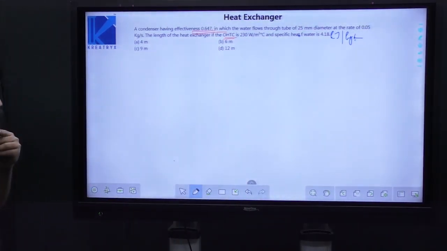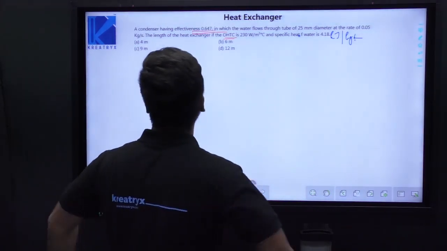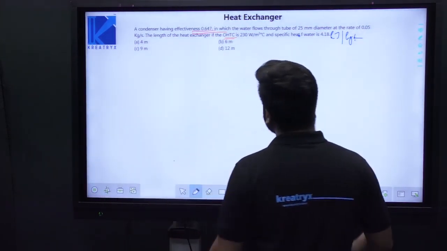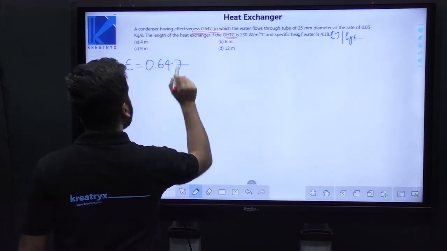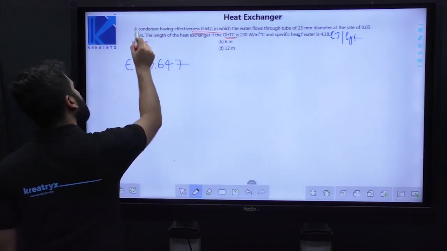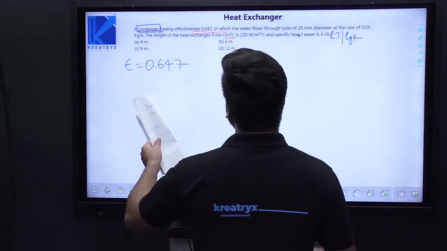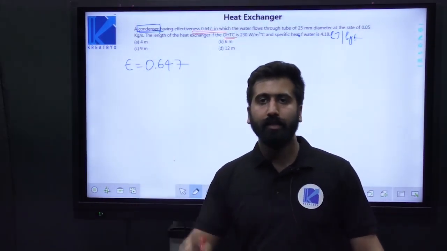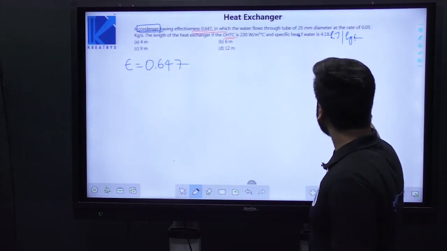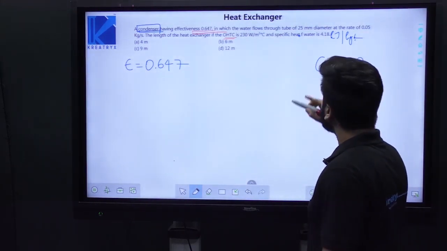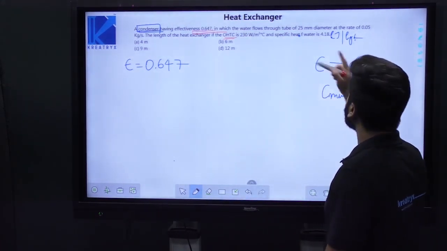So we have the specific heat of water, we have the overall heat transfer coefficient, and we have the effectiveness of the heat exchanger. Let us write it out. Effectiveness is 0.647. This is a condenser. So that means the condensing fluid has C max, because its heat capacity approaches infinity. The water which is flowing will correspond to C minimum.